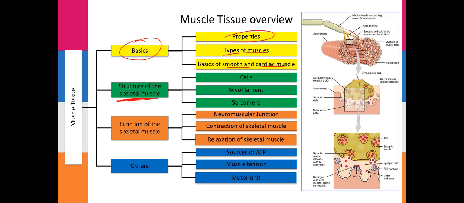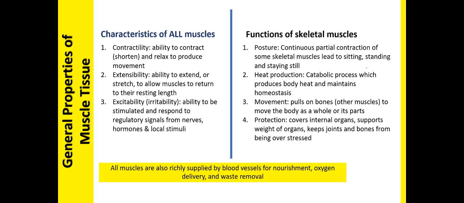So with that in mind, we're going to first talk about the structure, the anatomy of the skeletal muscle, followed by the function, the physiology of the skeletal muscle, and then finish off by talking about a few other things that are relevant to the structure and function of the skeletal muscle. Again, I just thought I'd pop in this very colorful diagram that we're going to talk about as we progress. So, just in general, I'm going to first talk about the properties of muscle tissue.